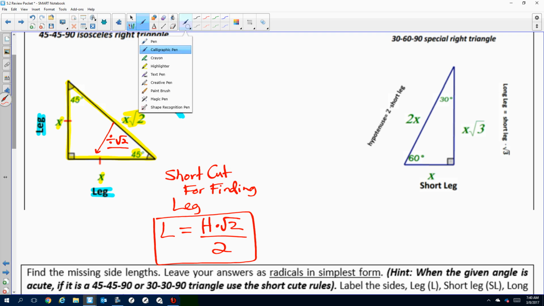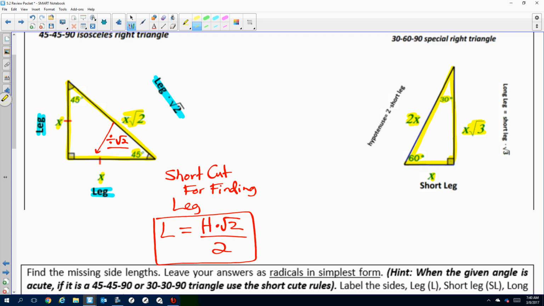Now, on your formula chart for the 30, 60, 90, you are given the triangle and the degrees, so you have to see a 30 or 60 to use this. You're given the x for your short leg, x square root of 3 for your long leg, and your 2x. What you need to memorize is your short leg is always opposite the 30, okay? Also, that your long leg is always opposite the 60, and it's the short leg times radical 3, okay? And your hypotenuse is always opposite the right angle. So we abbreviate: SL for short leg, LL for long leg, H for hypotenuse.